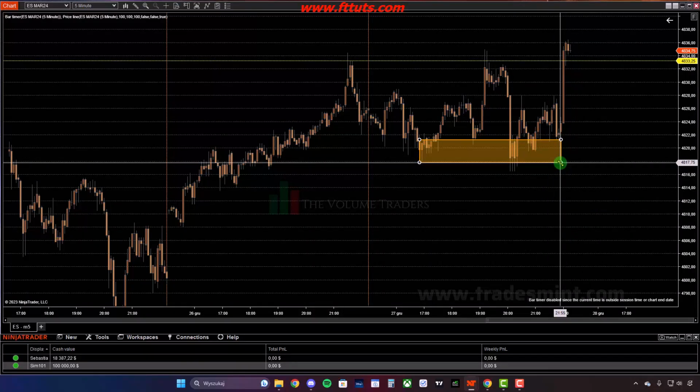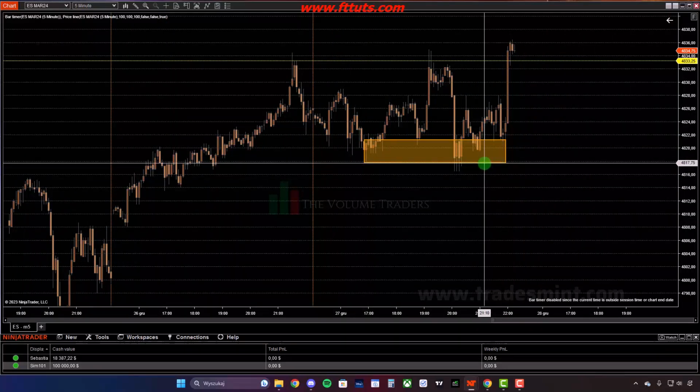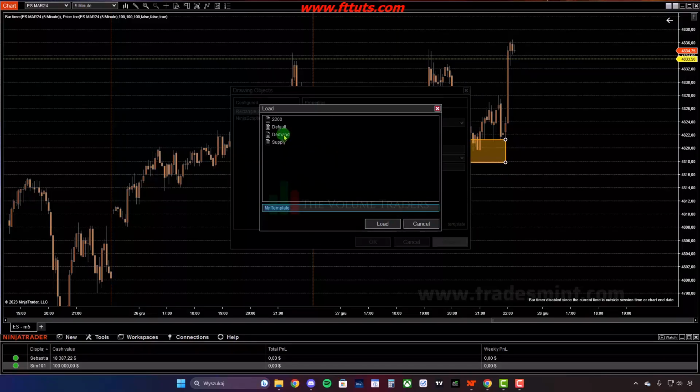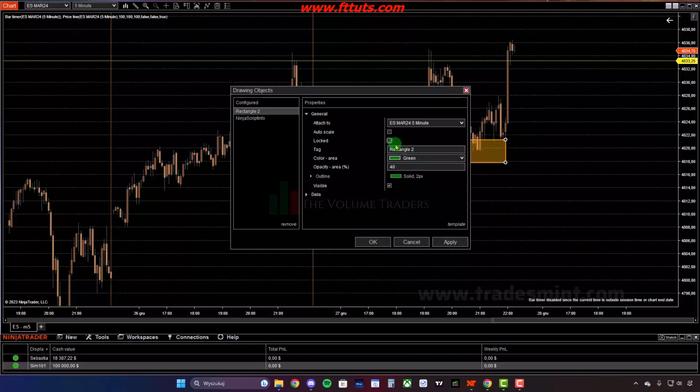What is very good on this platform is that when you have some zone, of course you can double click it, change some colors, make templates. I have templates like for demand, different color, for supply, for very high volume zones, different color, etc. You can lock this so it will not move.